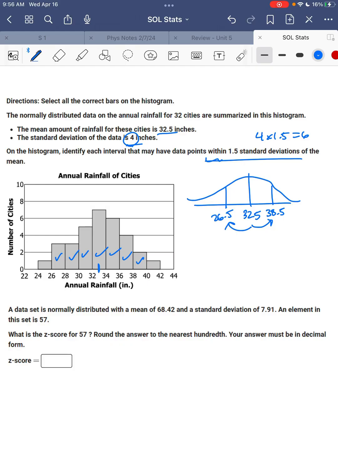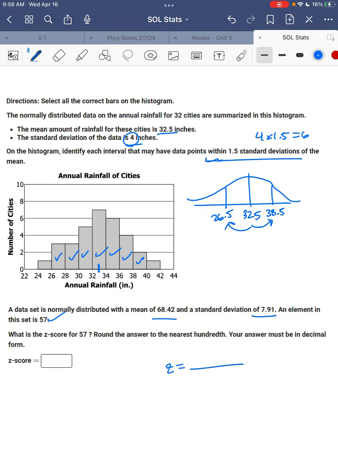All right, next thing, it says a data set's normally distributed. Here's your mean, here's your standard deviation. And this data value is at 57. They want to know the z-score for 57. All right, so here we go.